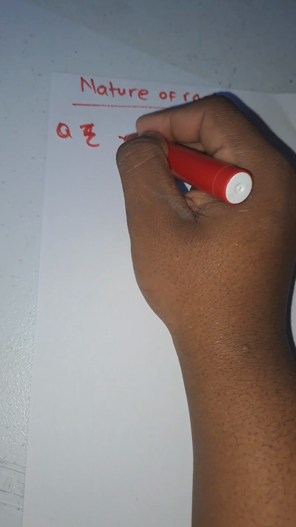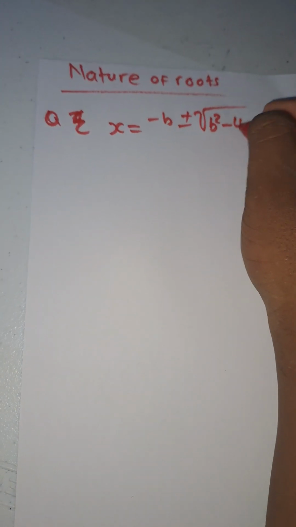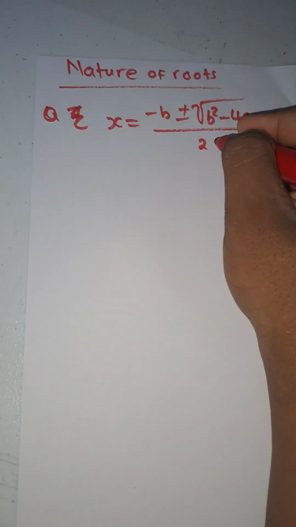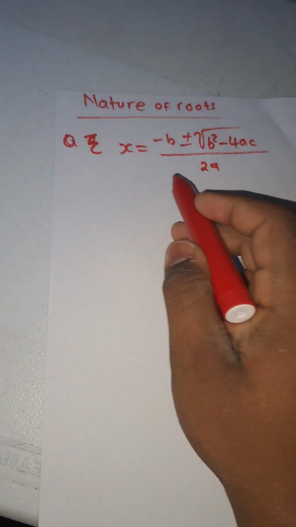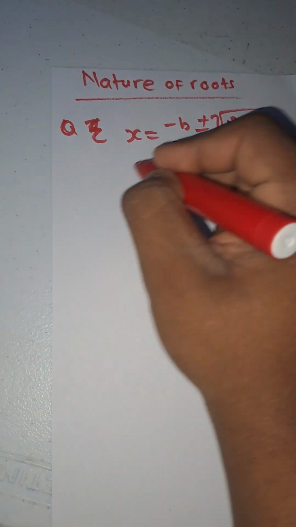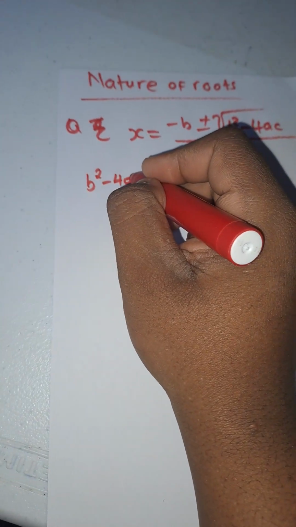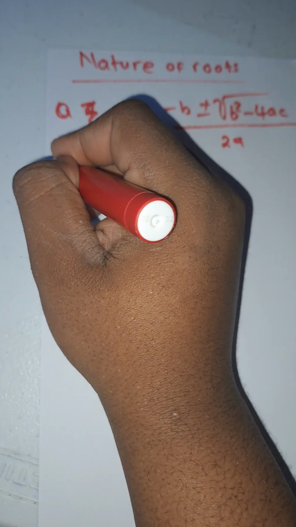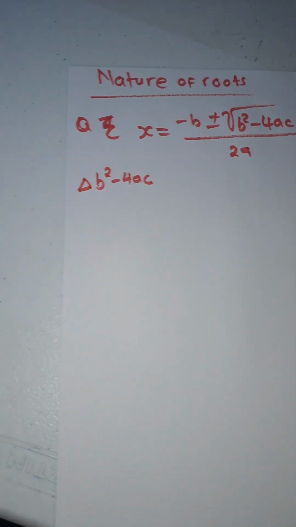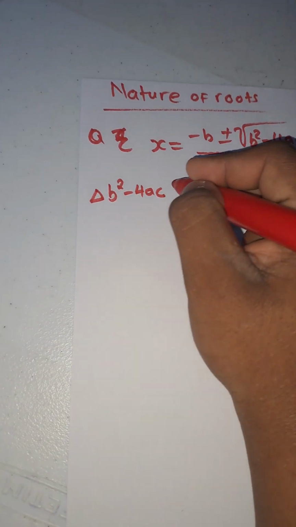So let me go back a little bit. Quadratic equation: x is equal to minus b plus or minus the square root of b squared minus 4ac, over 2a. Sharp. But in this quadratic equation, the b squared minus 4ac is called the discriminant. We put it like this: delta equals b squared minus 4ac. It is the discriminant.